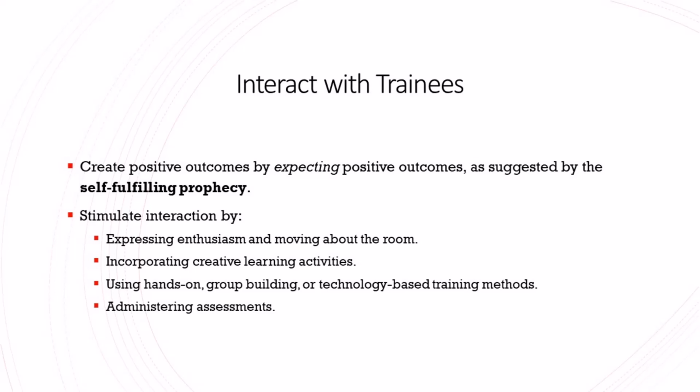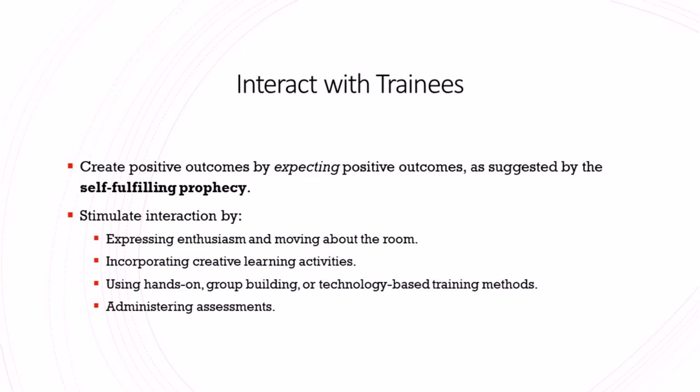For decades, social psychologists have studied the self-fulfilling prophecy, the tendency for our expectations to impact our behaviors in ways that fulfill our expectations. When trainers believe that trainees can learn, trainees are more likely to learn. When trainers don't believe trainees are capable of learning, they don't learn as much. For this reason, trainers need to stay optimistic and be encouraging and supportive.